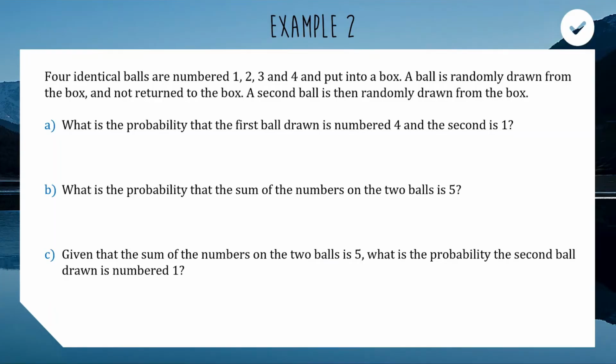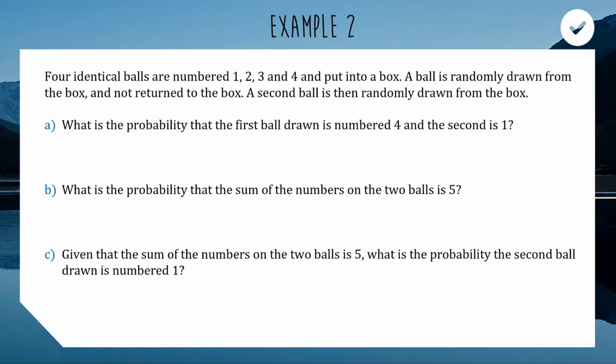Okay, next question. We've got 4 identical spheres, numbered 1, 2, 3, and 4, put into a box. We're going to draw one randomly from the box. We are not going to return it, and then we're going to draw a second. So on the first draw, we'll have 4 options, and then on the second draw, we'll have 3 options. So for our total multi-stage event, we'll have 4 branches and then 3 branches. So we'll have 12 outcomes in total. That's important, okay? 12 outcomes.